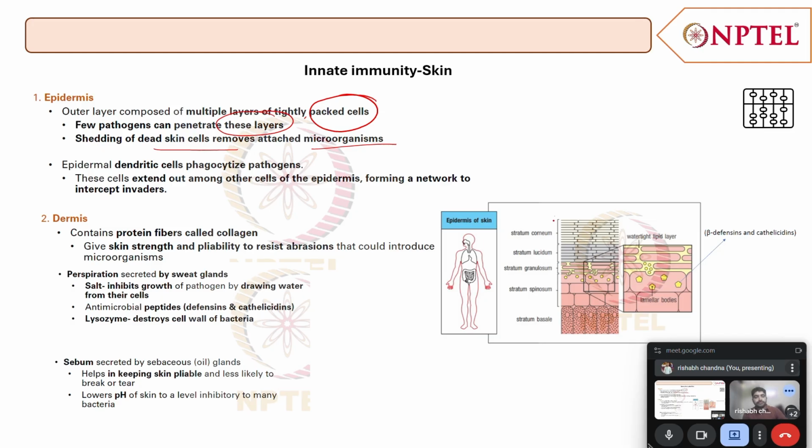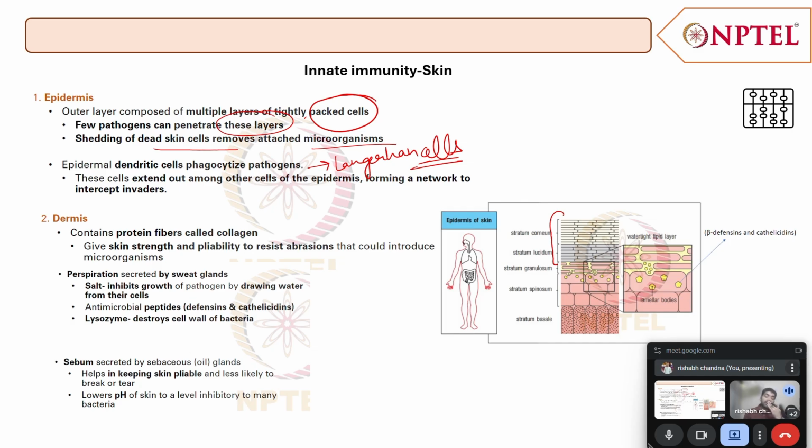So here it is the densely packed layer, the epidermis. Then epidermal dendritic cells are phagocytic for pathogens. Those are called Langerhans cells that are present in the skin, which help in the degrading and phagocytosis of the organisms. These cells extend out among other cells of the epidermis, forming a network to intercept invaders. So their major role is that they can recognize the pathogens and remove them from the skin.